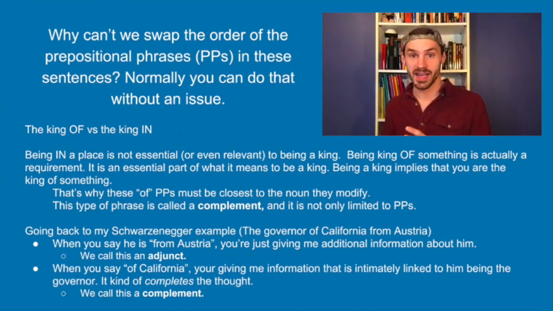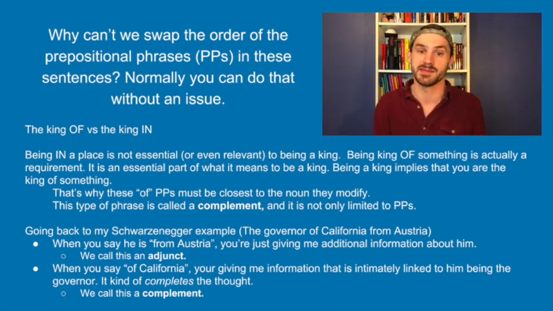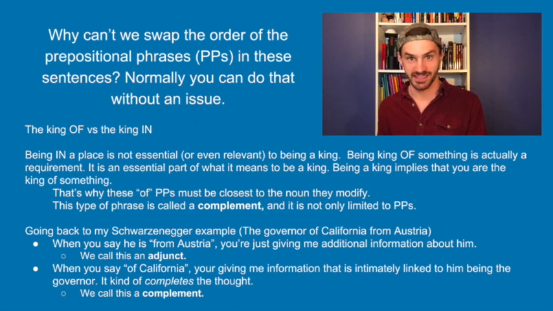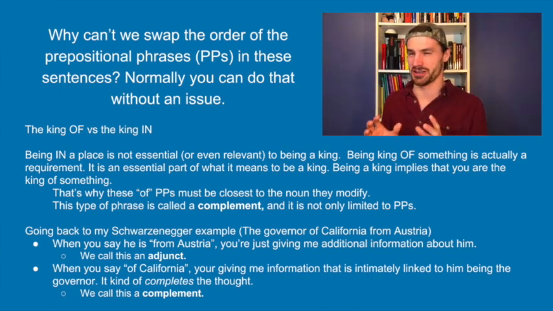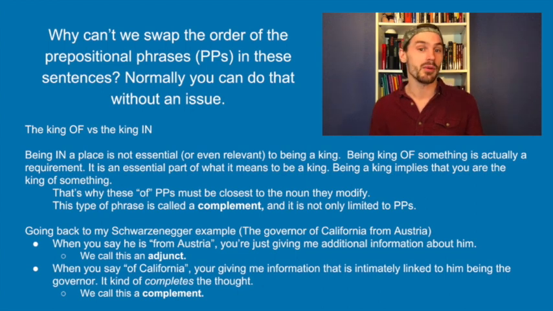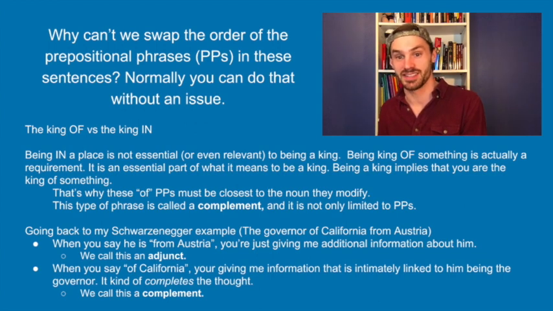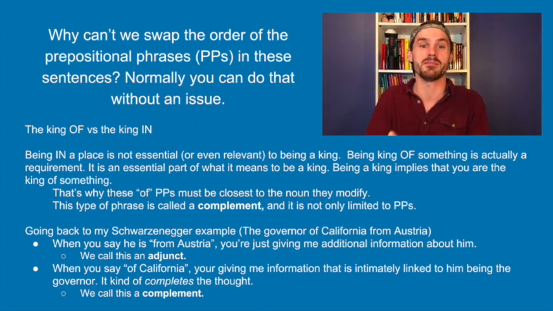So, going back to my example sentence from a few slides ago about the governor of California from Austria, when you say that he's from Austria, you're not really giving me any essential information about him being the governor. You're just giving me a little bit of additional information about the man himself. We call this an adjunct, and that's going to be an important term to remember for later. When you say that he's of California, which is a strange way of putting it, and we'll talk about that later too, you're actually giving me important information that is intimately linked to him being the governor.